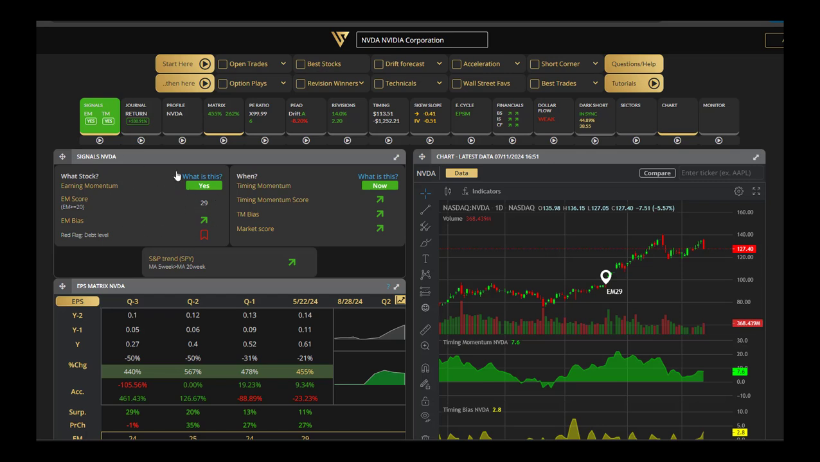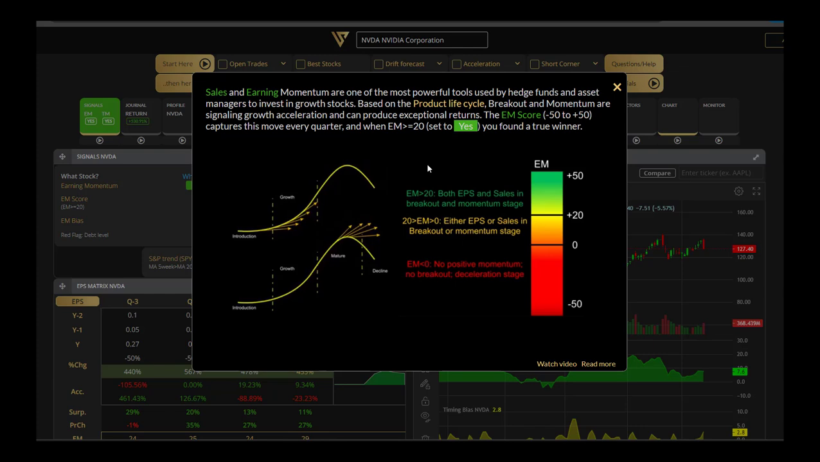The first variable on the left is the EM. This is all about fundamentals. The right is the TM, timing momentum, and this is all about the timing and the price action. We can click on this, what is this, to have a description of what the EM is about. It is based on earnings per share and sales and their momentum and breakout.